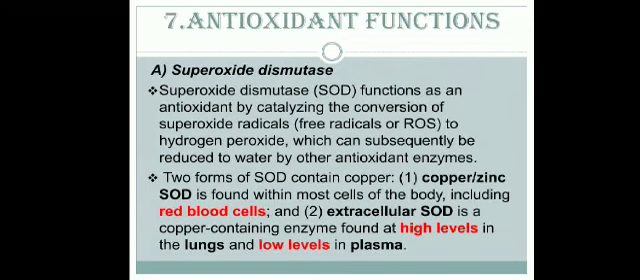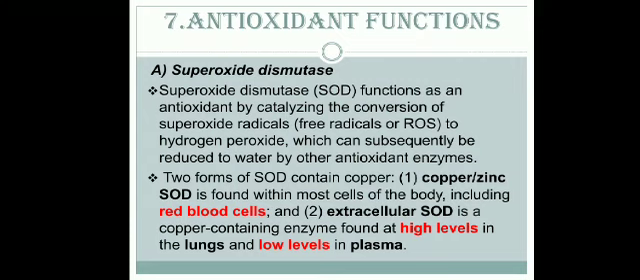Now the next function is the function of copper as an antioxidant. As we all know, superoxide dismutase is a part of the free radical scavenging system present in our body. Now this functions as an antioxidant by catalyzing the conversion of superoxide radicals to hydrogen peroxide, which can subsequently be reduced to water by other antioxidant enzymes.